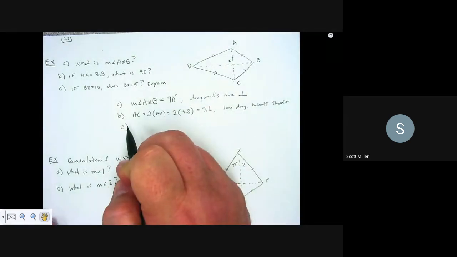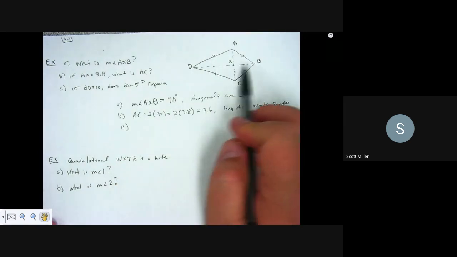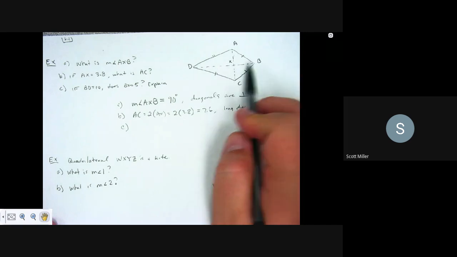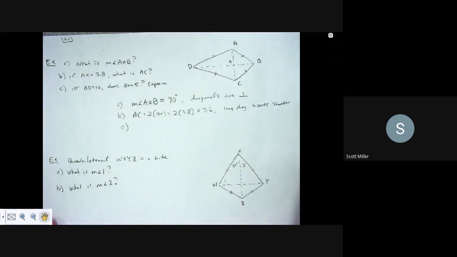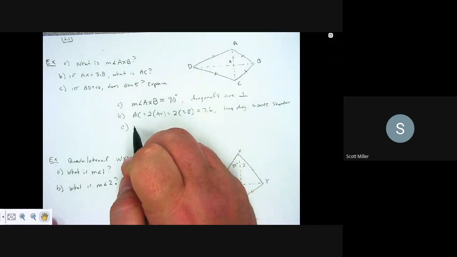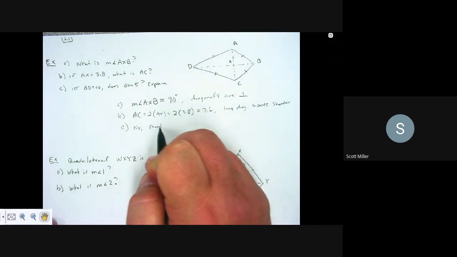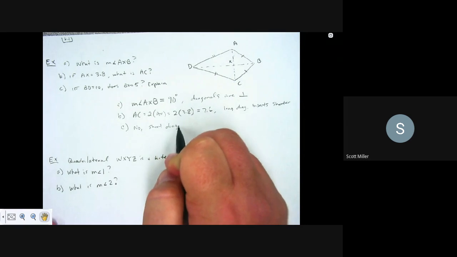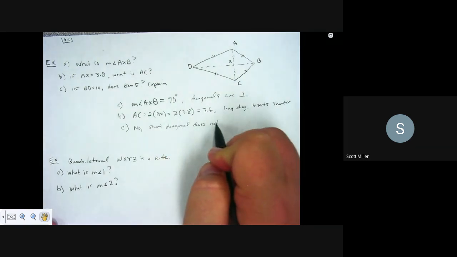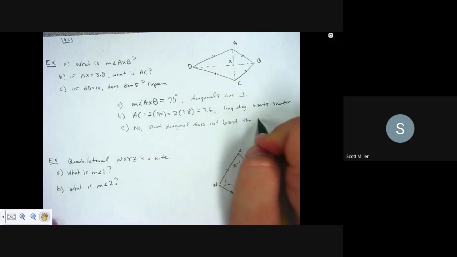Question C. BD is 10. Does that make BX 5? And the answer to that would be no. The short diagonal does not bisect the longer.